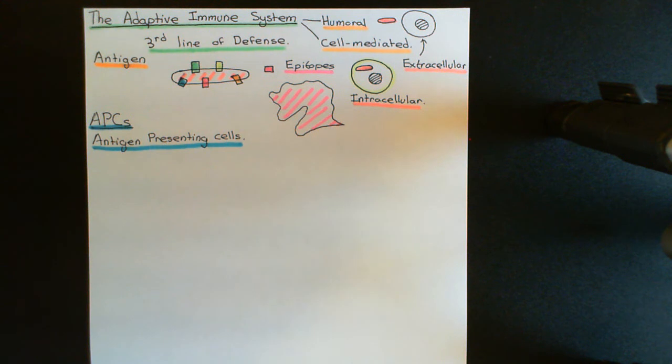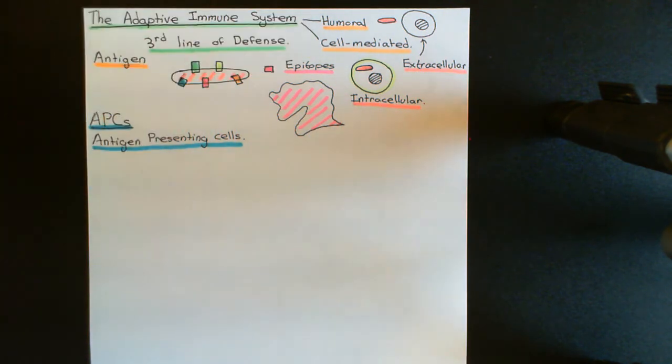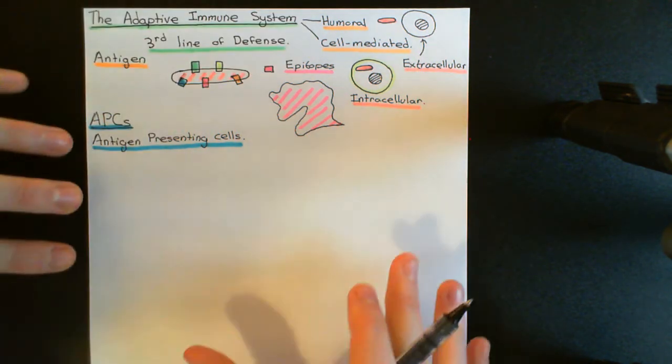And the way that it presents them is different depending on whether we are dealing with an intracellular pathogen or an extracellular pathogen. And this relates to the fact that if we're dealing with an intracellular pathogen, we're going to be initiating cell-mediated responses. If we're dealing with an extracellular pathogen, we're going to be initiating humoral adaptive immune responses. So we're already seeing the difference between these two types of adaptive immune response.